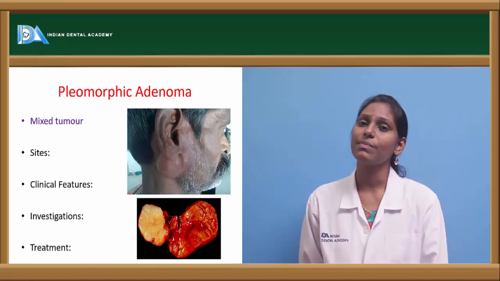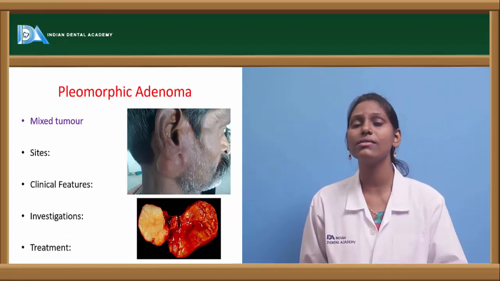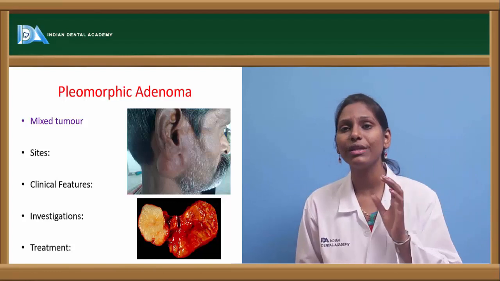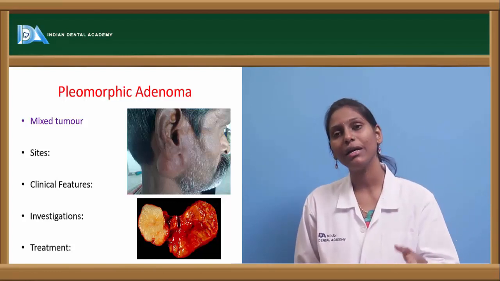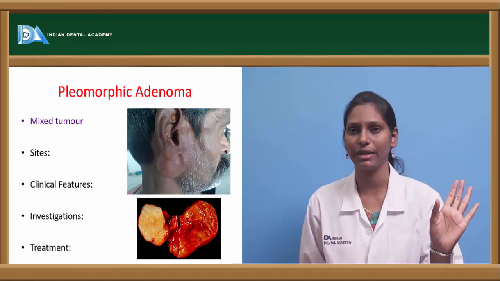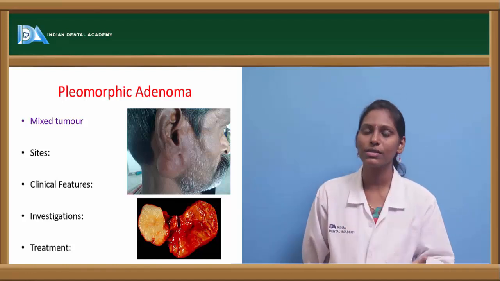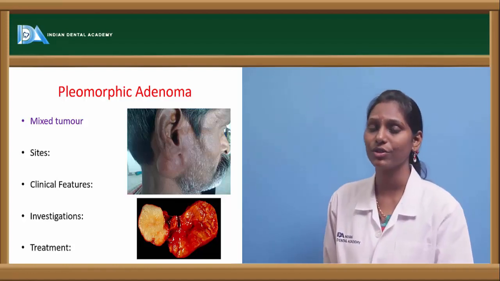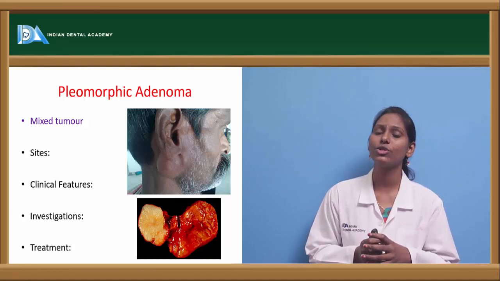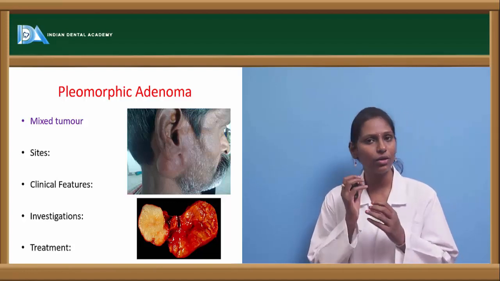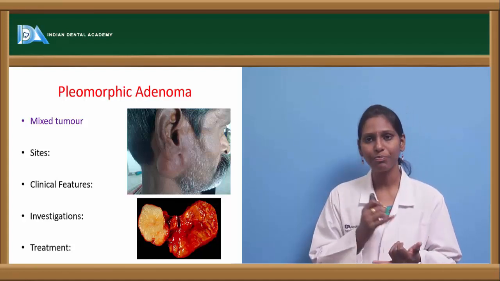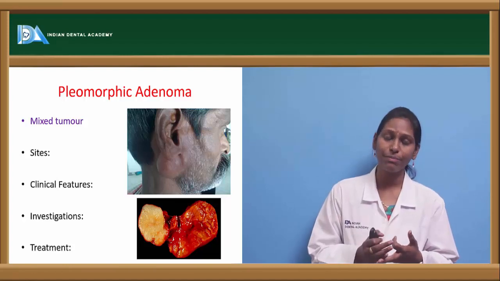Now, when we're talking about pleomorphic adenoma, it is the commonest benign tumor. 80% of these benign tumors are pleomorphic adenoma, and among these, most occur in the parotid gland. It can also occur in the submandibular gland, and in the minor salivary glands of the upper lip. The common location for pleomorphic adenoma is the tail of the parotid, that is the lower lobe of the parotid gland. These sites, as we have discussed, are the parotid, submandibular, and upper lip region.